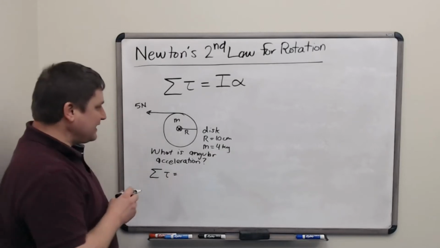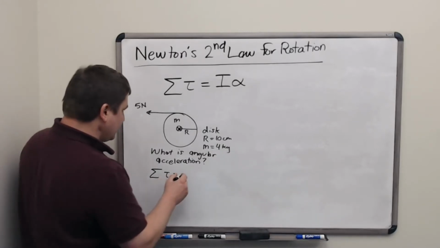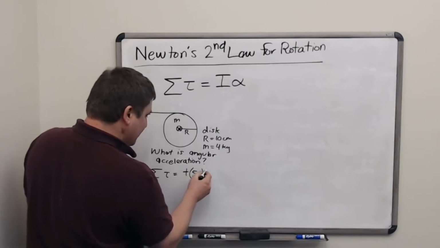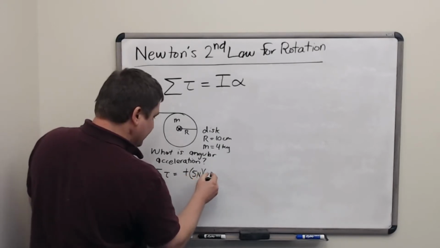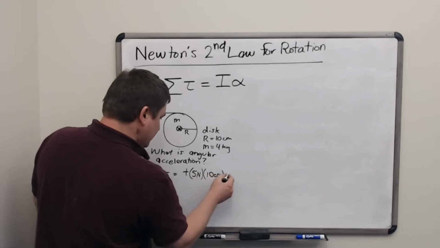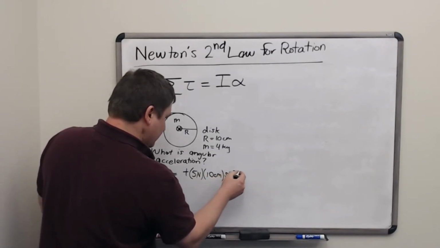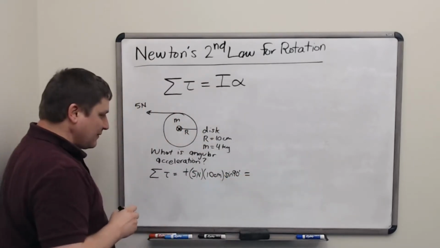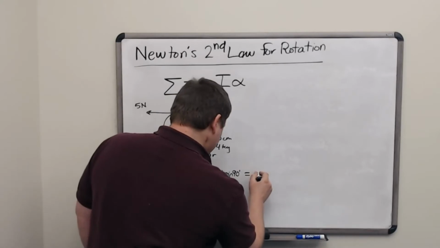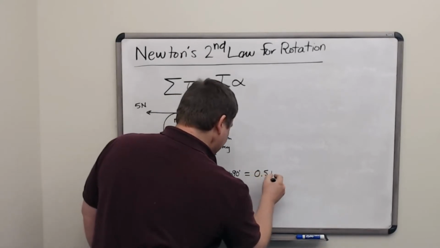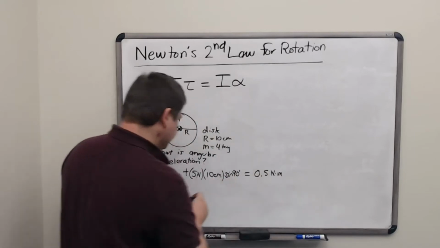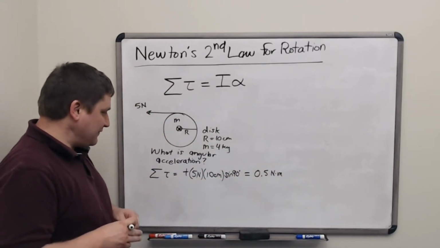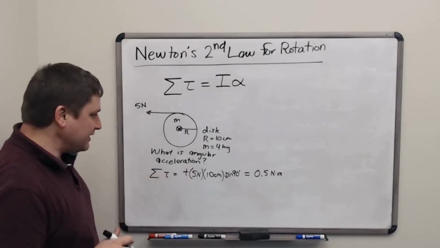So based on what's been given to us, the sum of all torques is a positive 5 Newton force acting perpendicular to a 10 centimeter radius. This means I'm going to get a net torque here of 0.5 Newton meters. All right, 10 centimeters is 0.1 meters, so 0.1 times 5 is 0.5 Newton meters of torque.